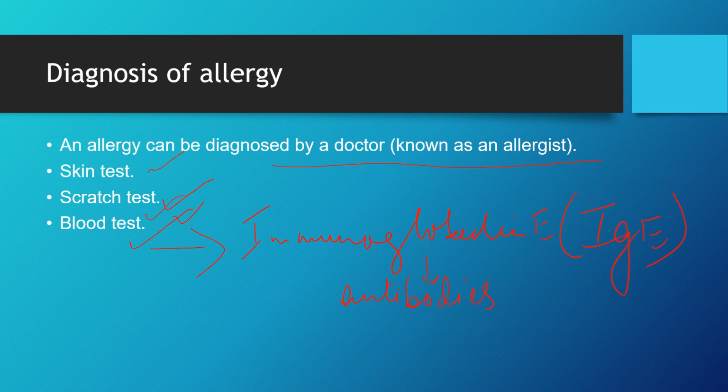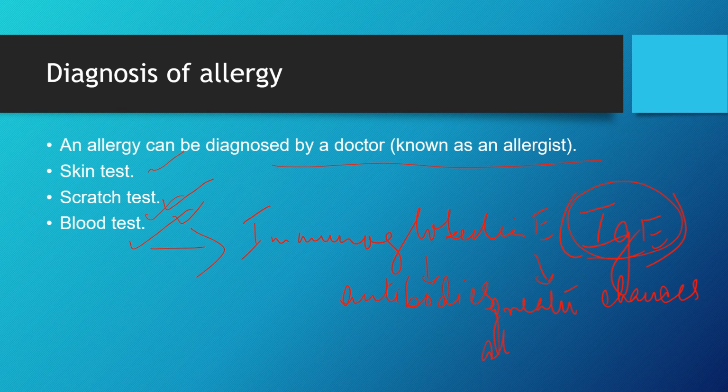When the blood is taken to the lab, if a higher amount of immunoglobulin E antibody is seen, there are greater chances of allergic reaction. So if the IgE value is more, there are greater chances of allergic reaction. If it is less, then there are fewer chances of allergic reaction.